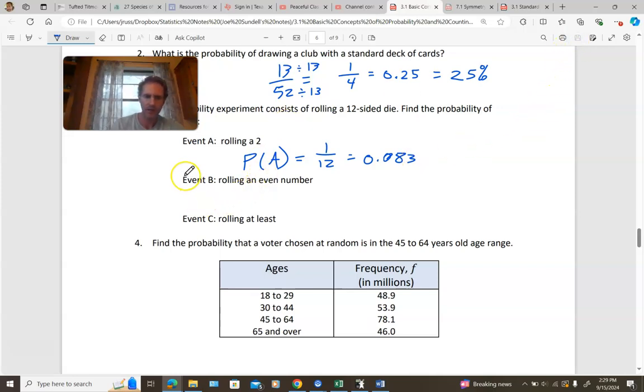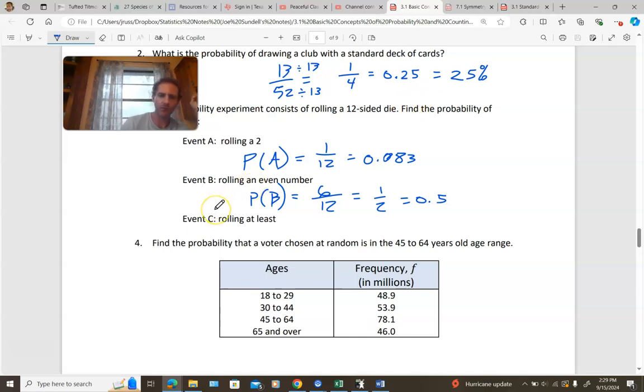All right, event B, probability of rolling an even number. Well, you have to think, how many even numbers are there on a 12-sided die? If they go from 1 to 12, then there would be 2, 4, 6, 8, 10, 12. Okay, 6. So the probability of rolling an even number would be 6 out of 12, which is the same as 1/2, which as a decimal is 0.5.